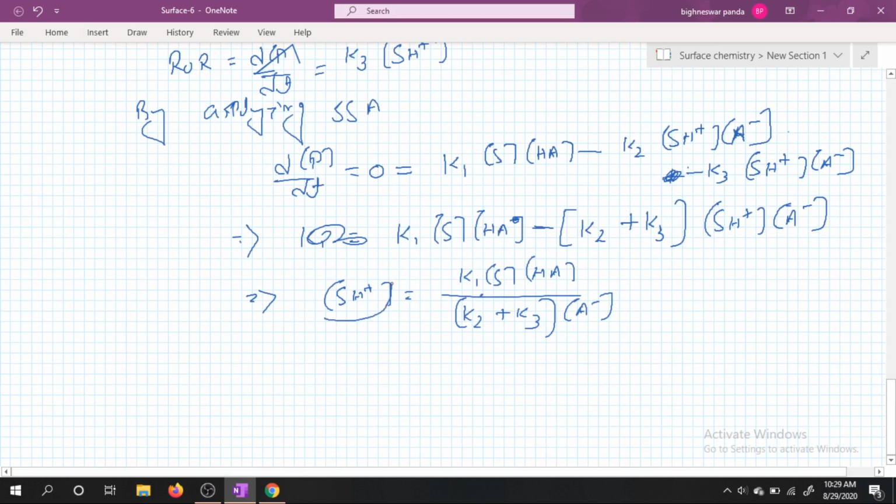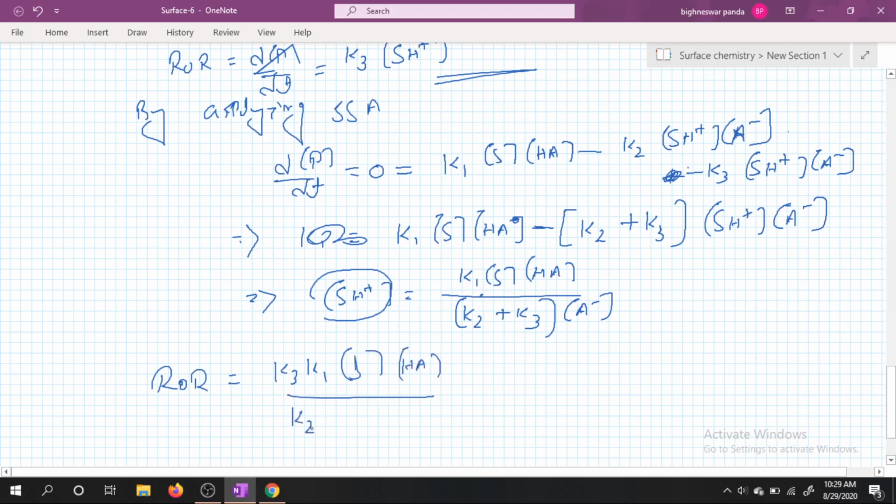By putting this SH plus value in this equation, the rate of reaction is equal to K1 K3 S HA divided by (K2 plus K3). So this is our rate of reaction, or kinetics of substrate acid base catalysis. Thank you. And this is the last class of surface chemistry.